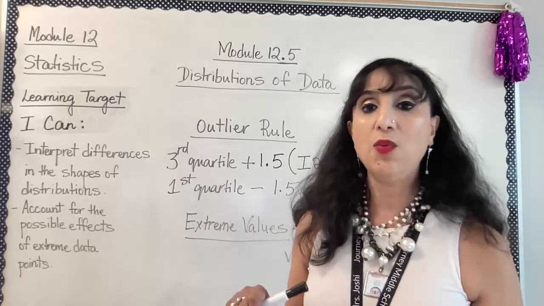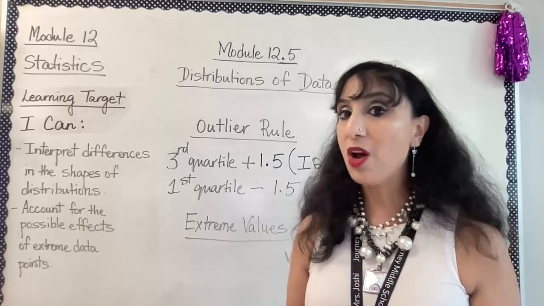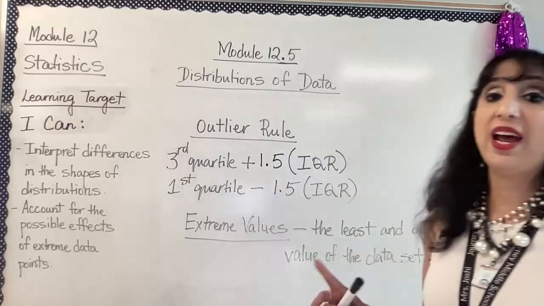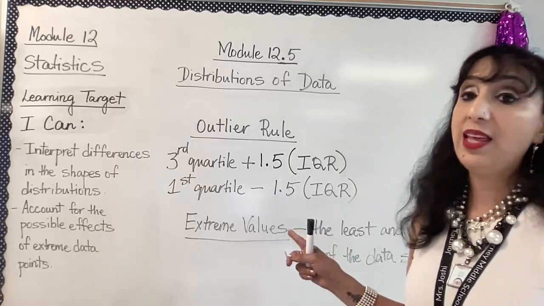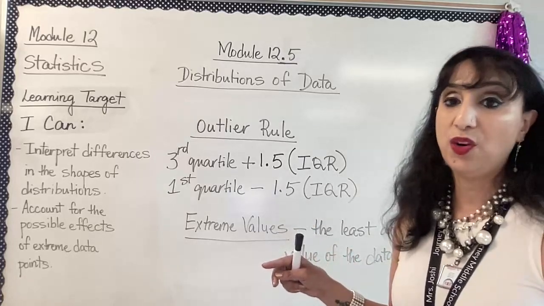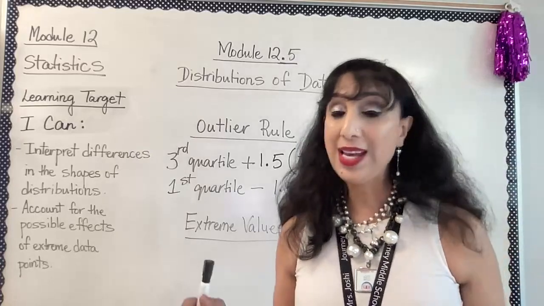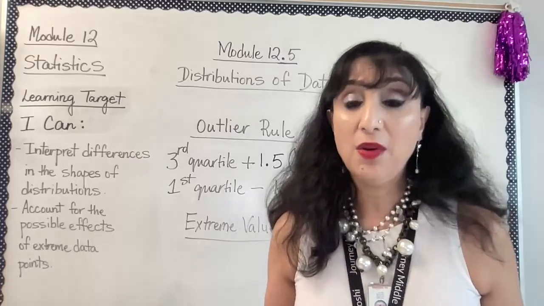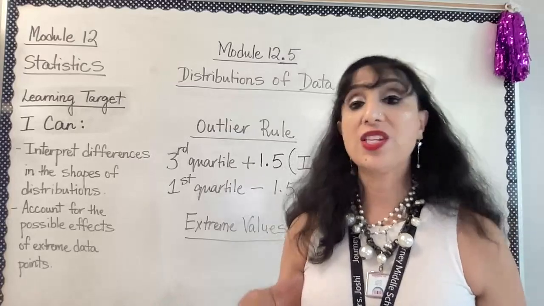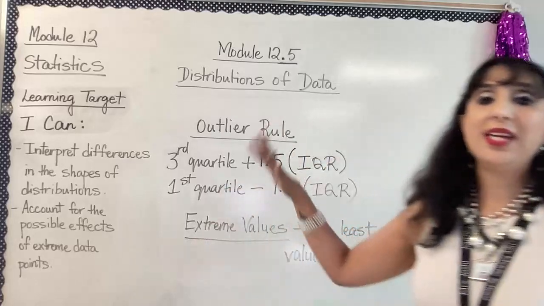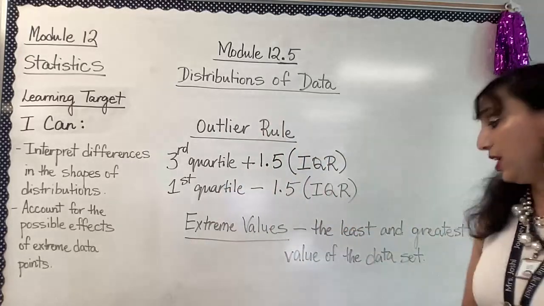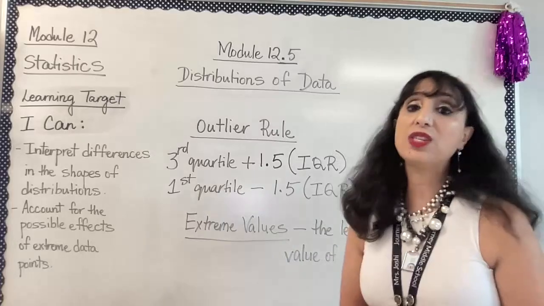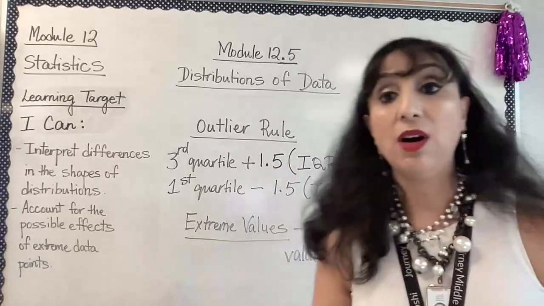And at the lower end, because it's going to be a number which is way smaller, I'm going to take the first quartile and I'm going to subtract that 1.5 times IQR. And then if I have a number that falls in that category, that is going to be my outlier. So yes, I can have an outlier at both ends, or I may not have an outlier, okay? And I might have an outlier just at one end of the data set. But this is the outlier rule that we all need to know in order to calculate our outliers, okay? And of course, extreme values are the least and greatest value of the data set.